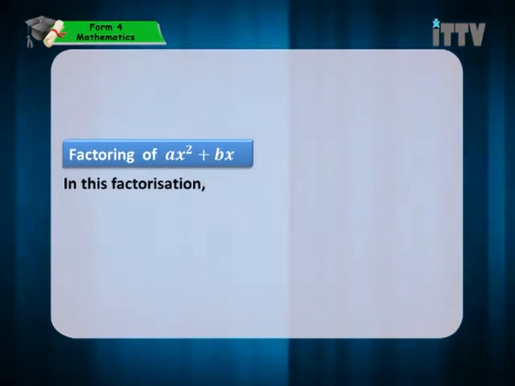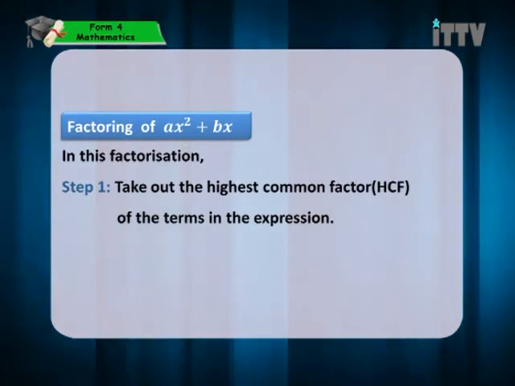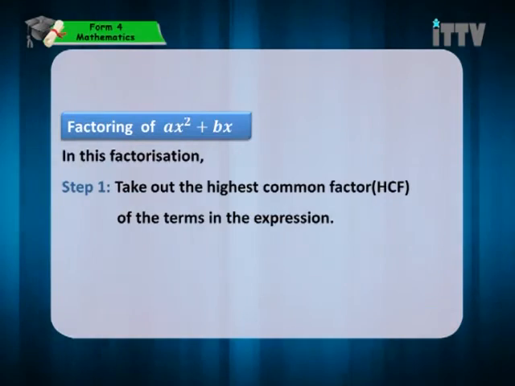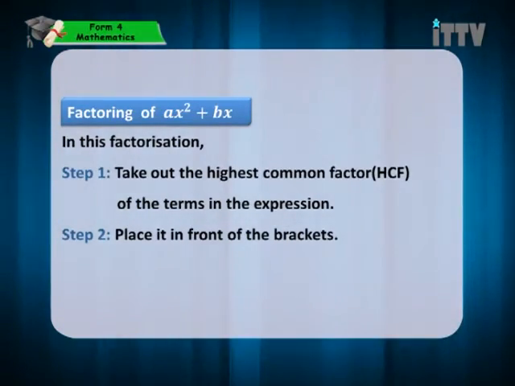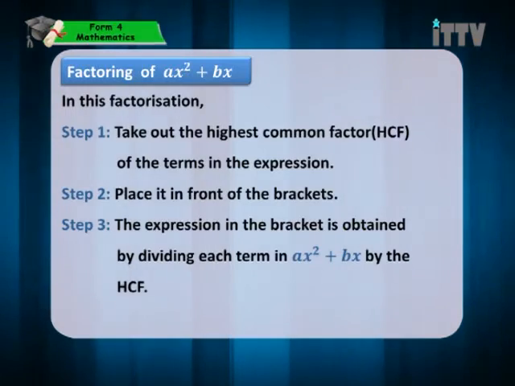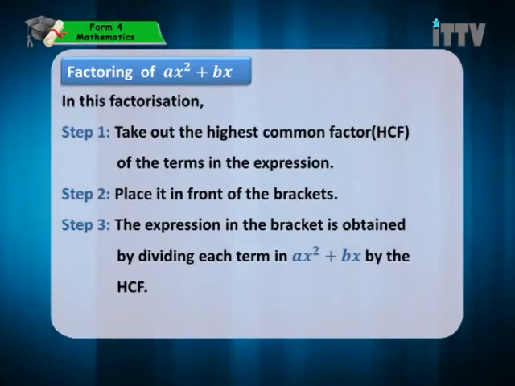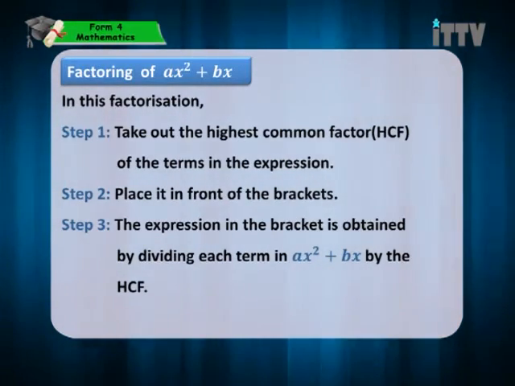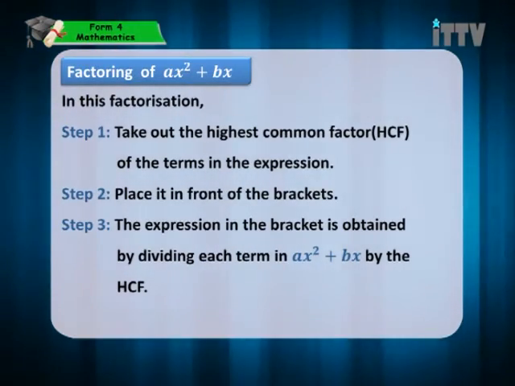The variable is x. In this factorization, step 1, take out the highest common factor, or HCF, of the terms in the expression. Step 2, place it in front of the brackets. And in step 3, the expression in the bracket is obtained by dividing each term in ax squared plus bx by the highest common factor.